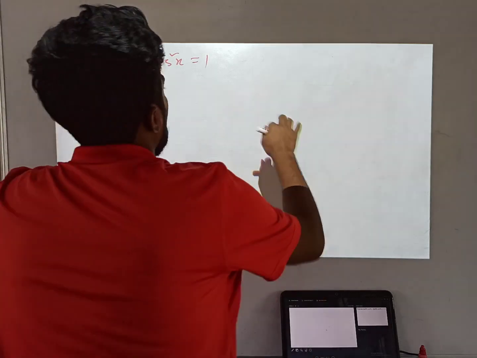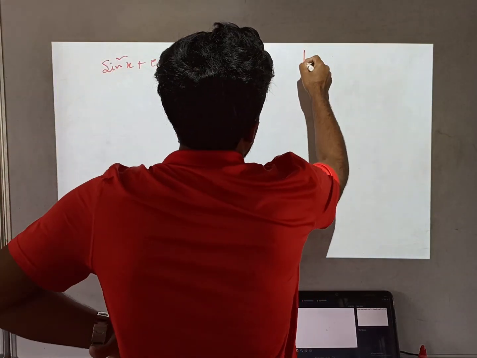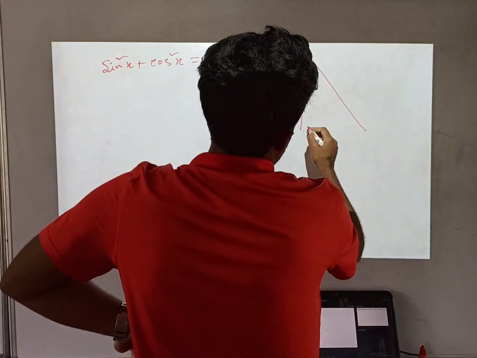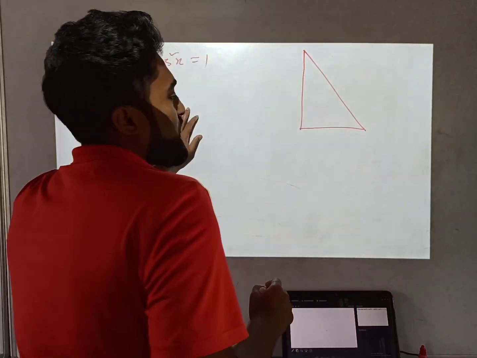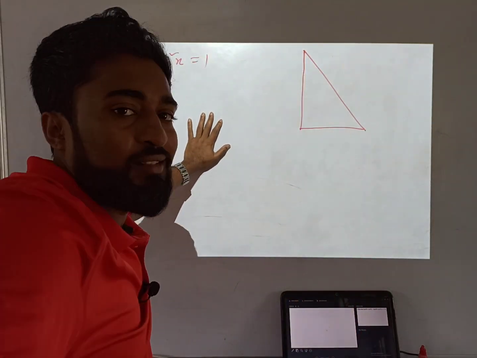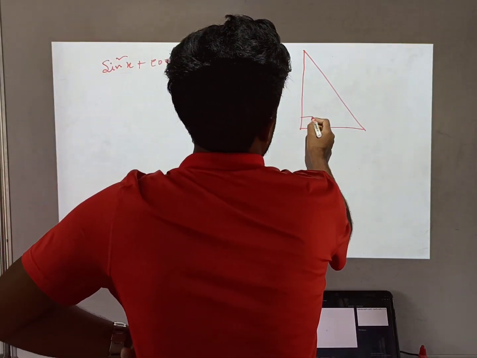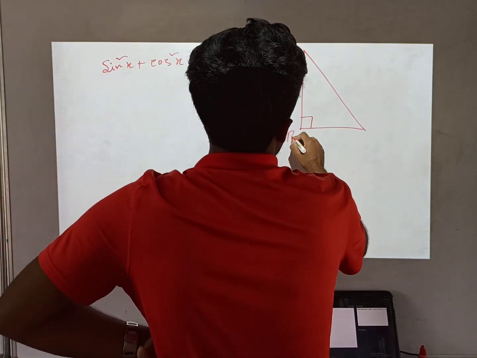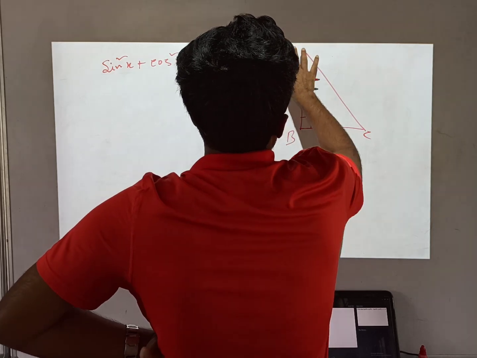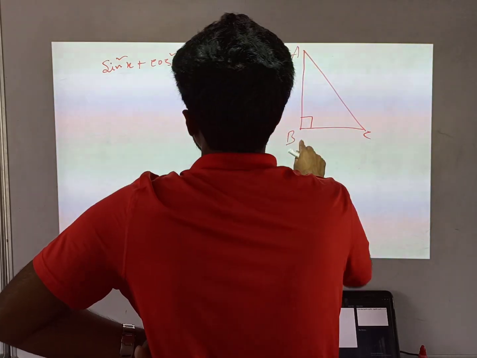We know that in this chapter of trigonometry, in the first class, I told you that we always talk about a right angle triangle. So quickly let us take a right angle triangle ABC. Let ABC be a right angle triangle. In this right angle triangle, of course, B is 90 degrees.